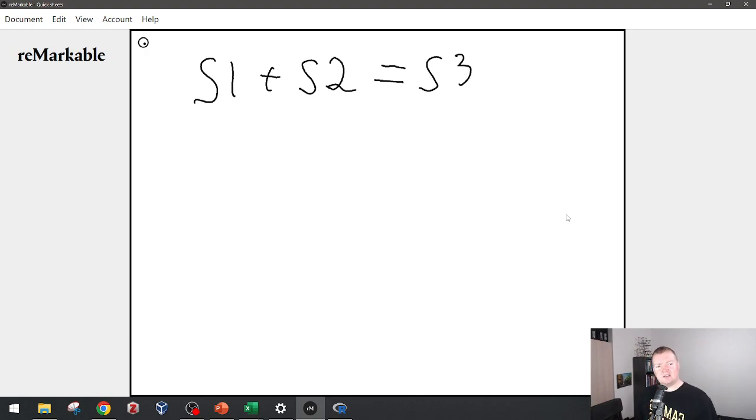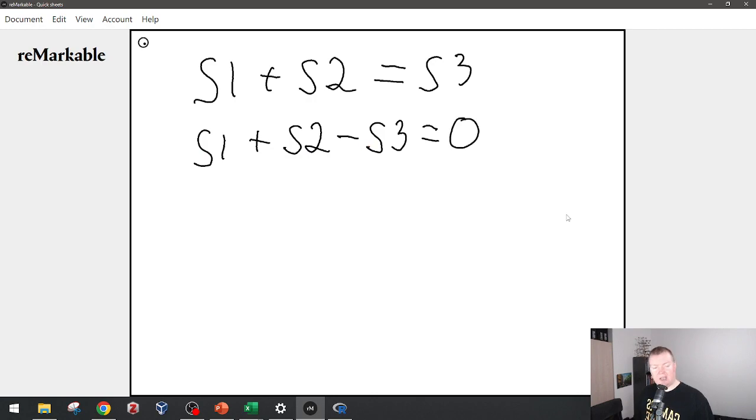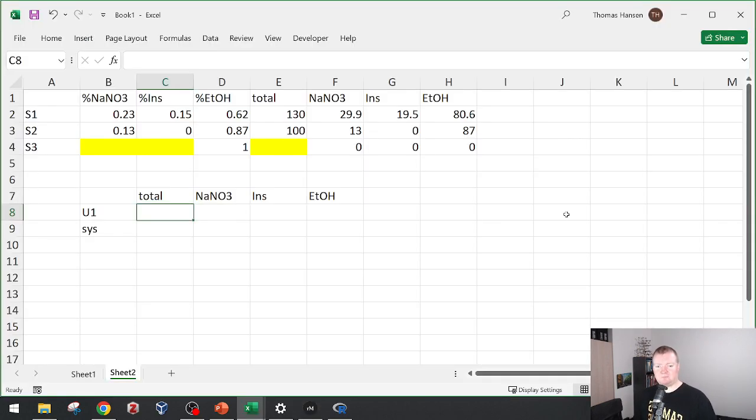Excel doesn't handle this type of equation that easily, so I'm going to use a small trick. If I take the right-hand side and subtract it from the left-hand side, so stream 1 plus stream 2 minus stream 3, if these values are all correct, that should give me a 0. I do that all the time with equations in Excel, just to streamline my workflow: all of my equations have to be 0. If they're 0, that means my system is solved and everything is as I want it to be.